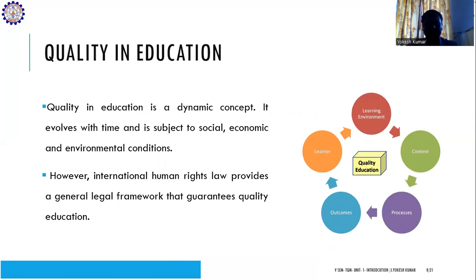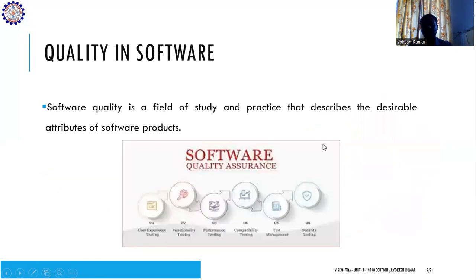Quality in the education system can be defined as something that evolves with time and meets social, economic, and environmental conditions. However, human rights law provides a general legal framework that guarantees the quality of the education system. So it focuses on quality education. It is obtained by a proper learning environment and quality content. We are doing the teaching process, and finally we are having an outcome so that the learner will benefit from the outcome.